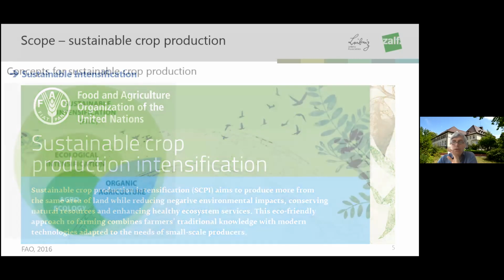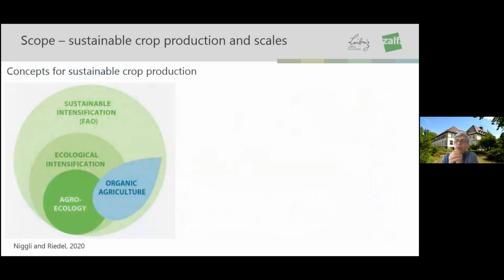There are other concepts to that which are becoming more and more prominent. And I have sort of used that chart here because that gives a nice overview of how they are related, at least in general terms. So sustainable intensification, I just gave you a definition. There's also the concept of ecological intensification and agroecology. Organic agriculture is perhaps known to most of you. The other two terms gain increasing awareness.